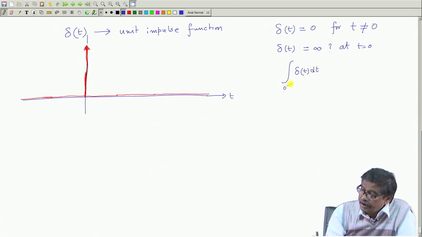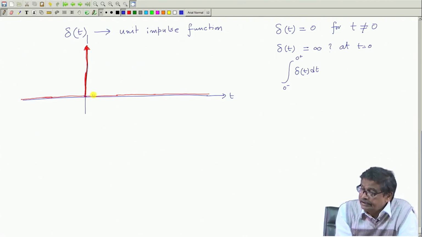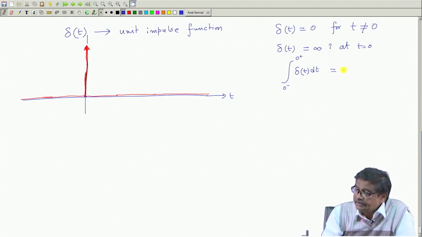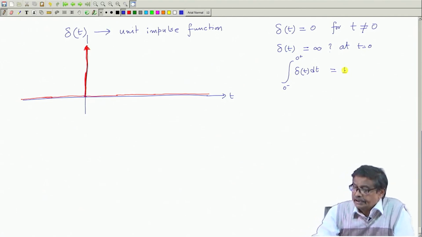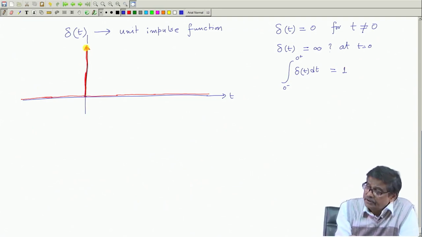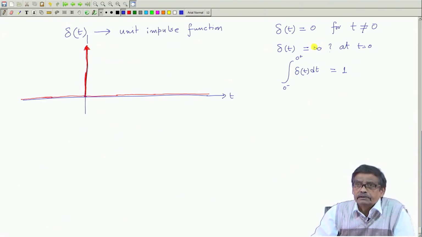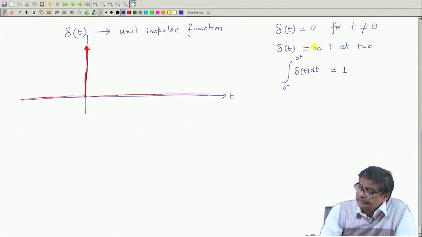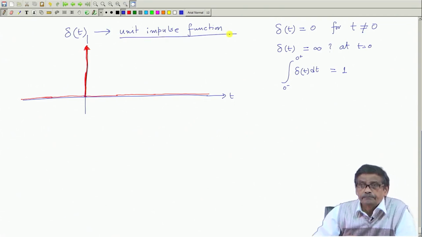integrated from 0 minus to 0 plus, close to 0 on either side, this integration must be 1. That is what I tried to tell. This is finite, but there is no point in asking what is the value of the function at that point. That is infinite. What will I do with that large number? It is undefined. So, this is the basis of a unit impulse function.